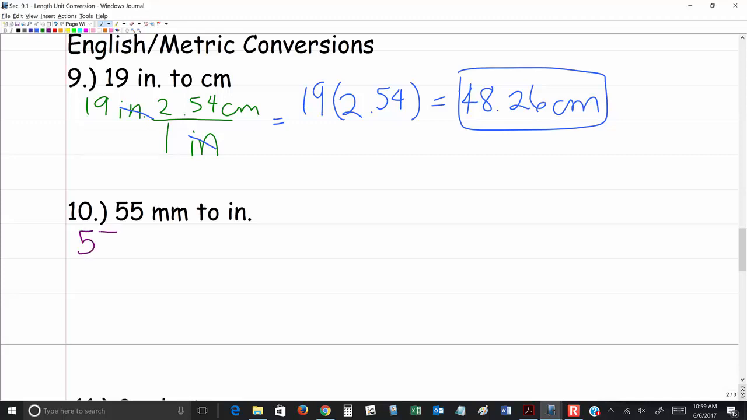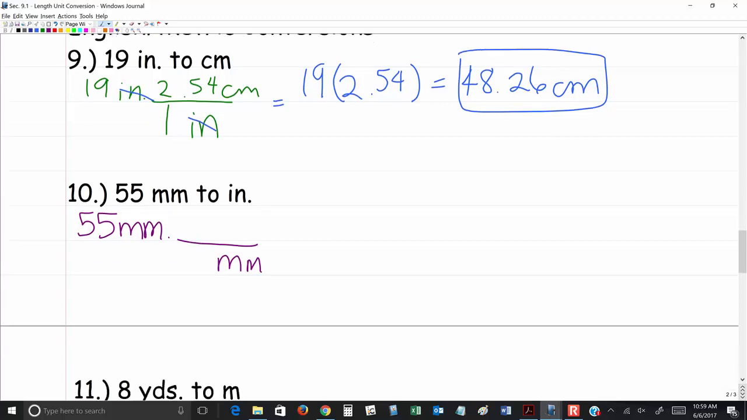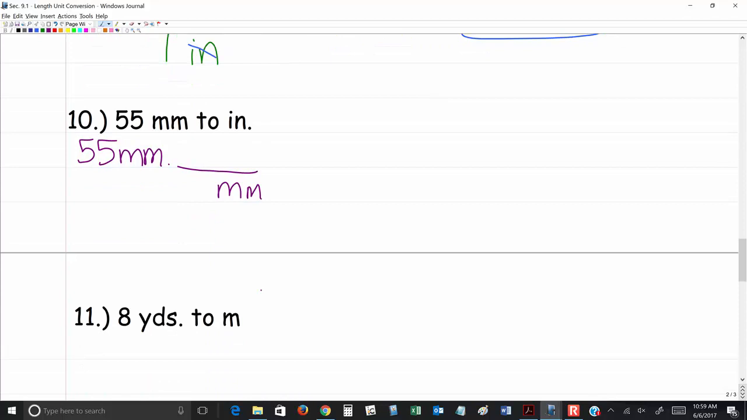So start with 55 millimeters, and then put millimeters on the bottom, and then I'm going to go directly to meters, because I'm just anal about it. I know 1,000 millimeters are equal to 1 meter. So that gets rid of millimeters, and that gets me to meters. And then on the bottom I put 1 meter, which I know is equal to 100 centimeters. So now I'm at centimeters. I got rid of meters.